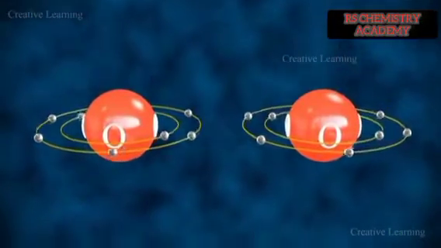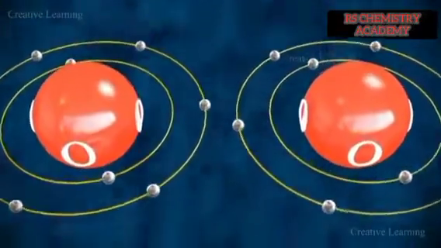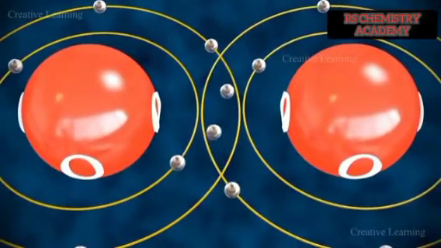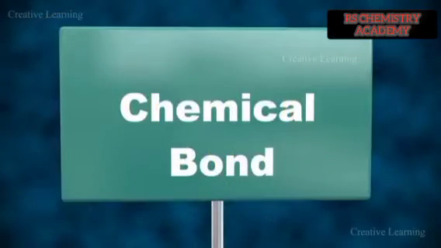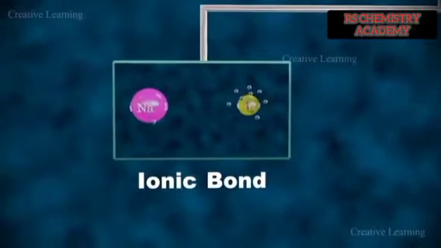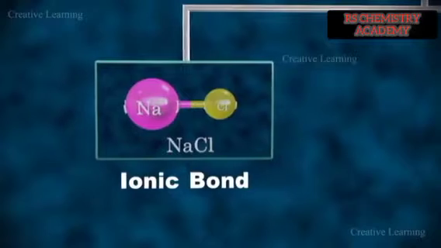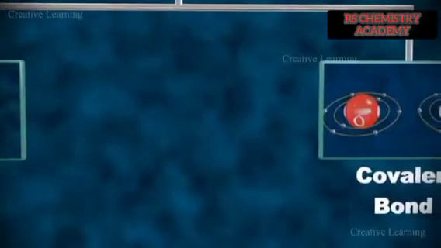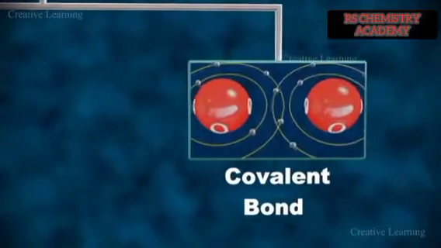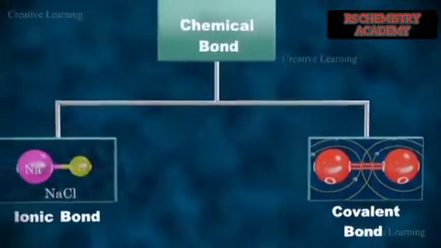The strong force that holds together the constituent particles, atoms, ions or molecules in a chemical species is known as chemical bond. The chemical bonds are broadly classified as ionic bond and covalent bond. Let us discuss these chemical bonds in detail in this module.